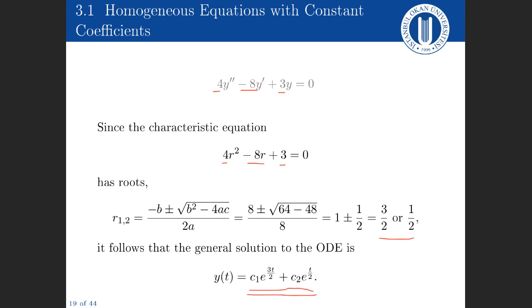As soon as we know the roots of the characteristic equation, we can write down the general solution to the differential equation. That's constant e to the power r1 t, here 3 over 2 t, plus constant e to the power r2 t, or here e to the power t over 2. All that's left is to find the constants c1 and c2.